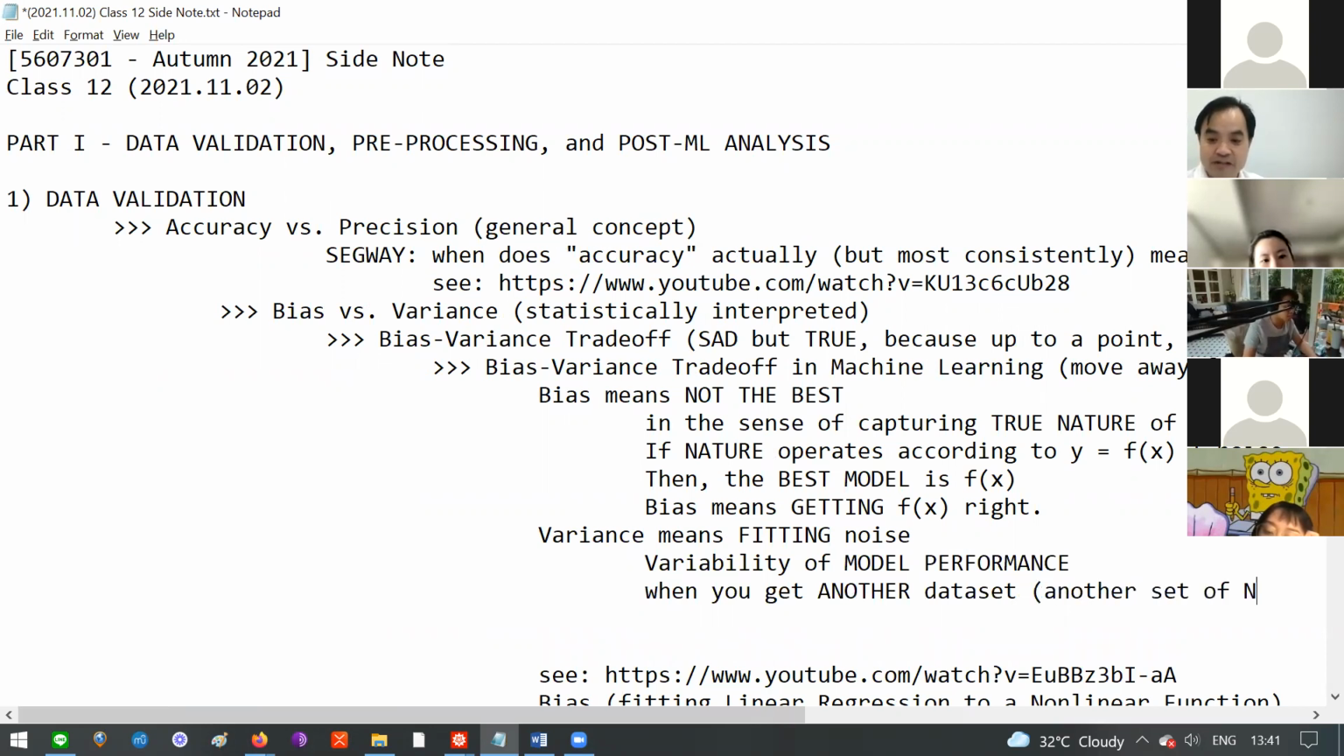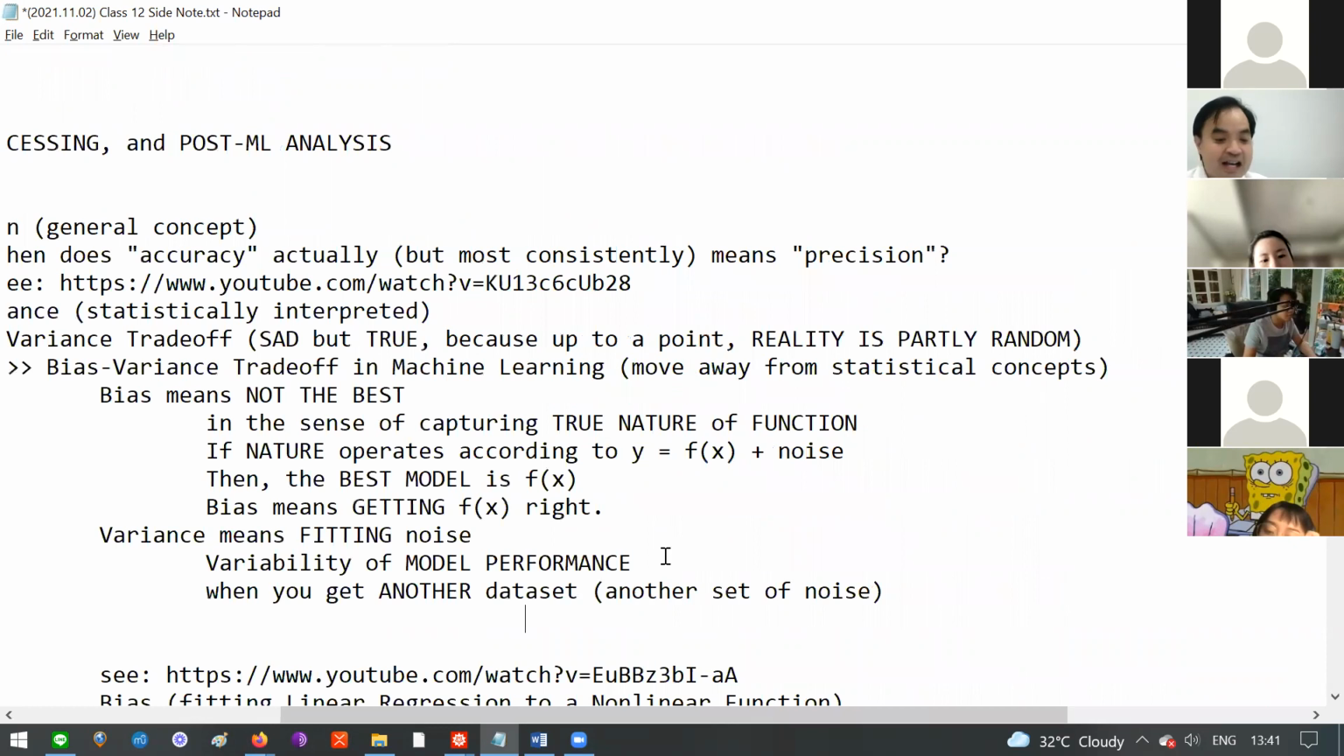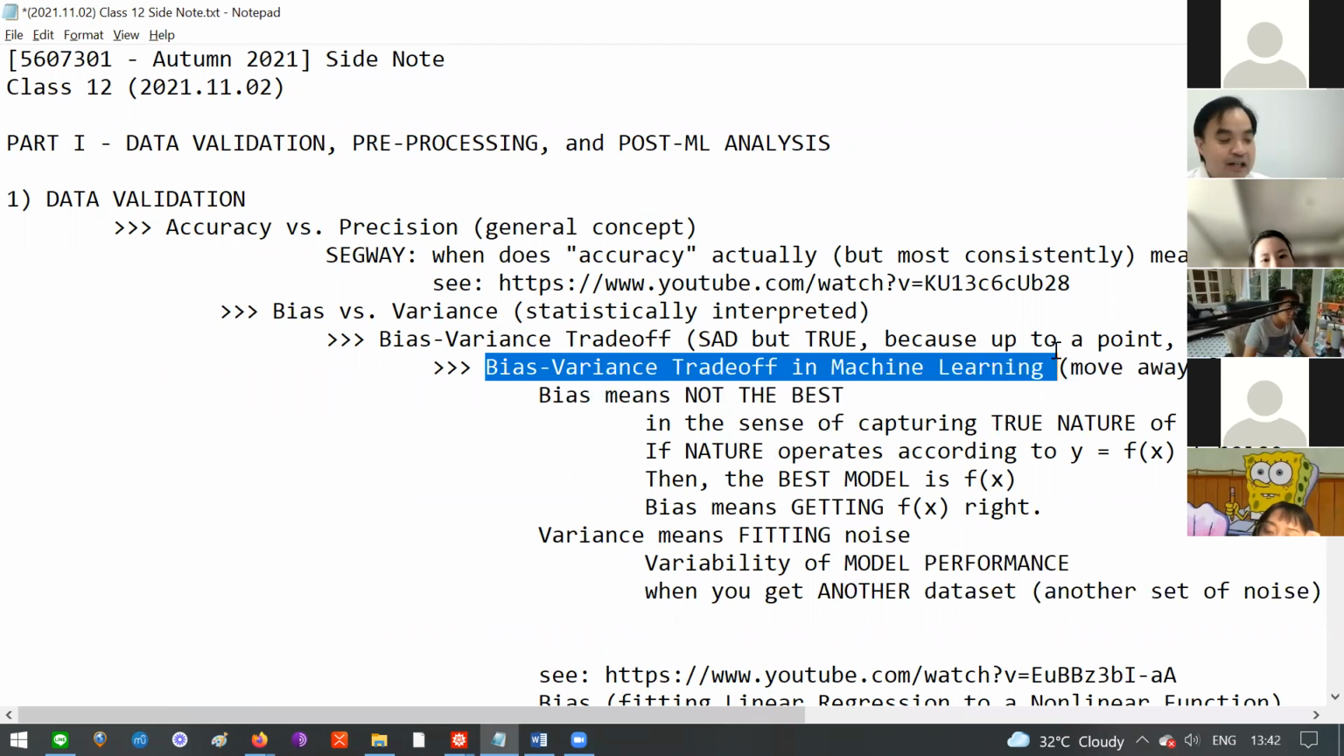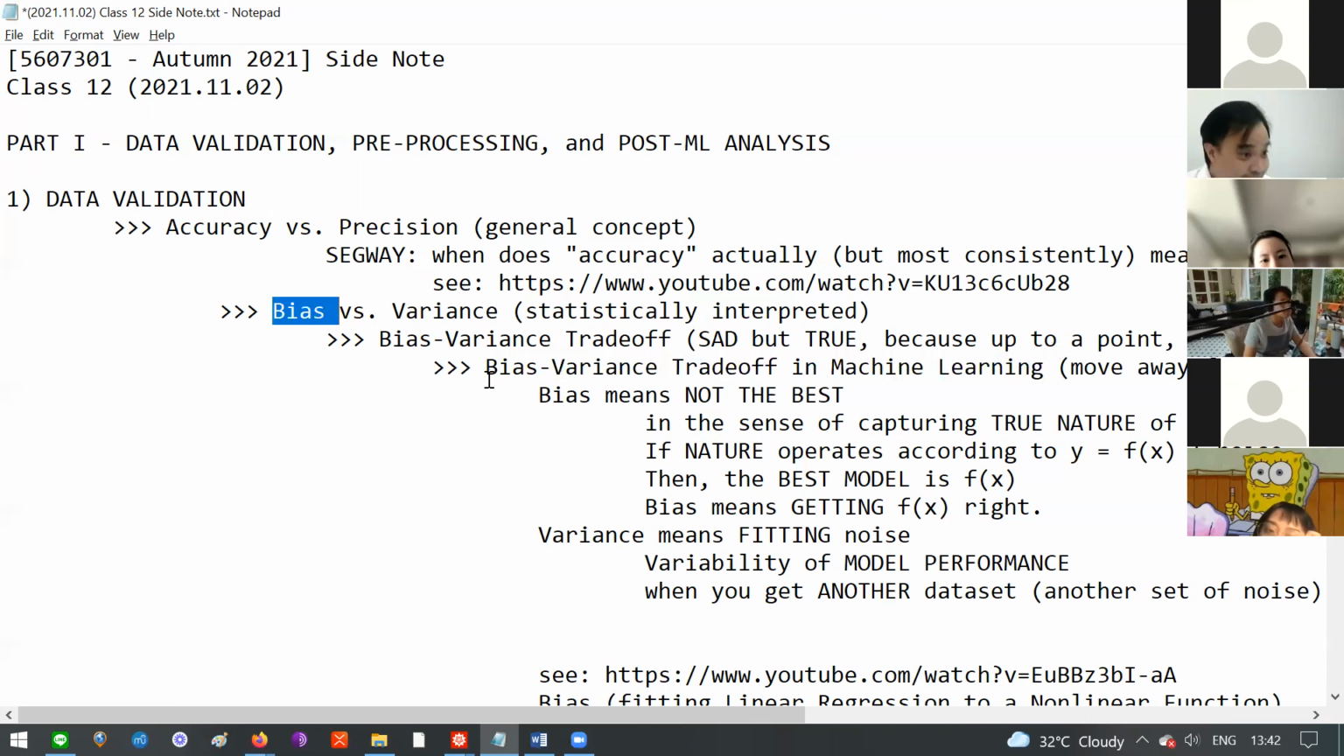Of noise. Okay? So that is why it's called bias and variance in machine learning. Bias and variance in machine learning is not a statistical concept in the way that this one corresponds to means and this one corresponds to square standard deviation. Okay, so be very careful.